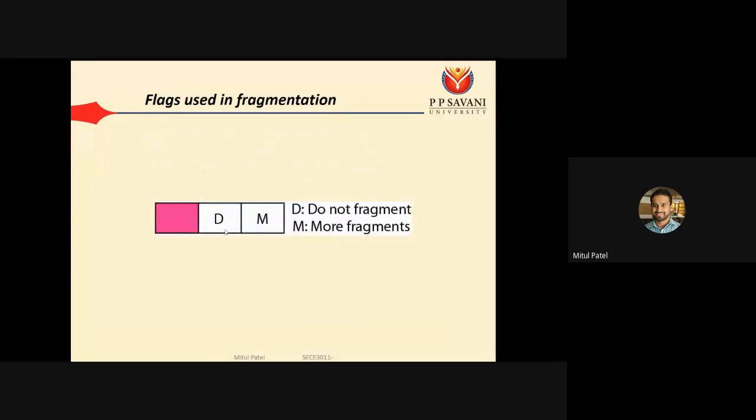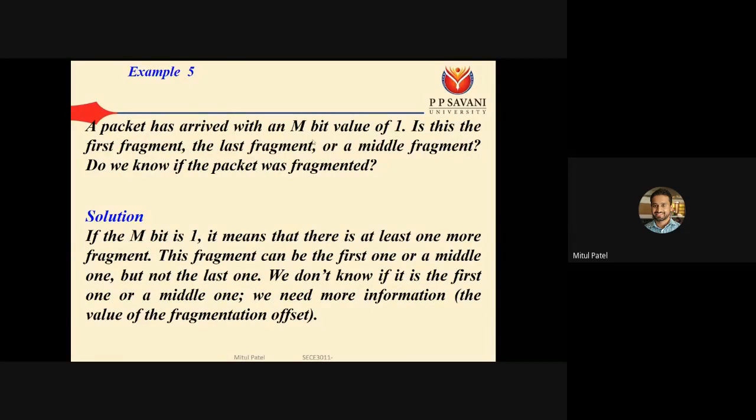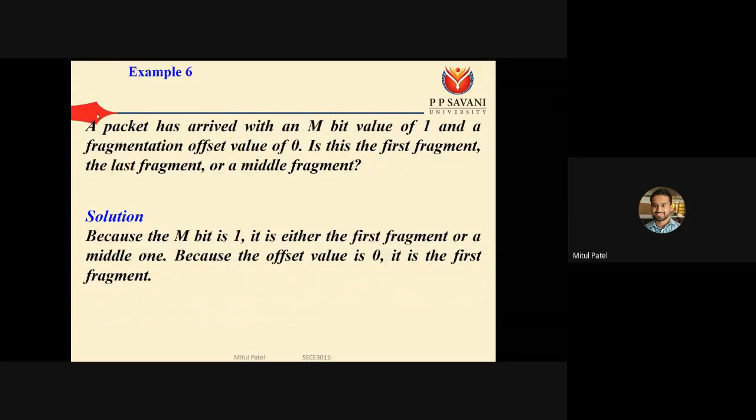Using this D bit, we can say whether we can have more fragments or not. So we cannot say whether this packet was fragmented or not. The packet has arrived with an m-bit value of 1. Is this the first fragment? Okay, so this example we have seen. The packet has arrived with an m-bit value of 1 and a fragmentation offset value of 0. So is this the first fragment, the last fragment, or a middle fragment?